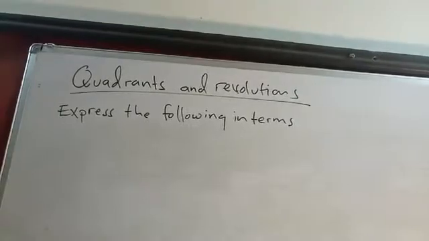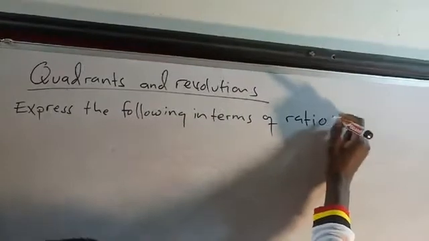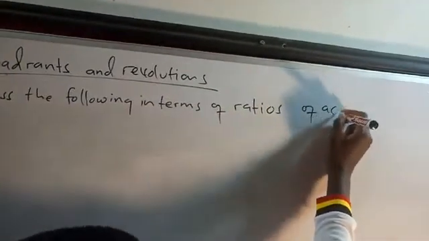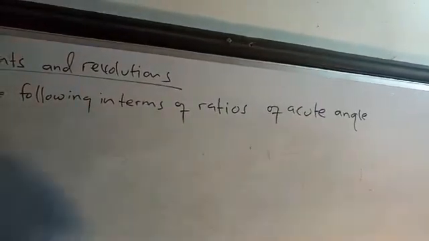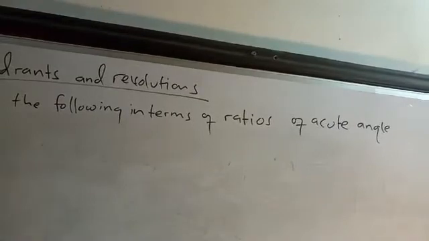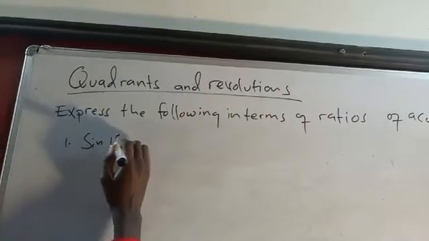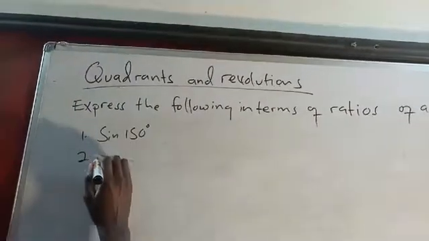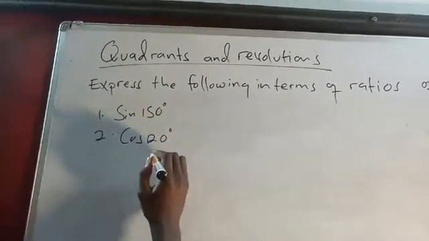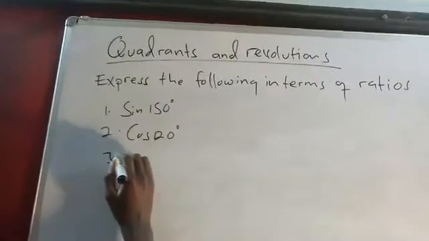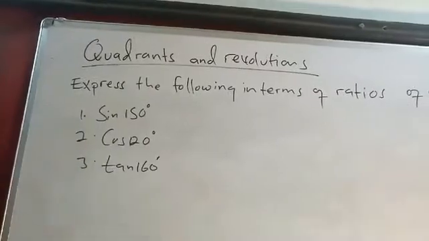Express the following in terms of ratios of an acute angle. They have given us one saying sine 150 degrees, the second one is cos 120 degrees, and the third is tan 160 degrees.